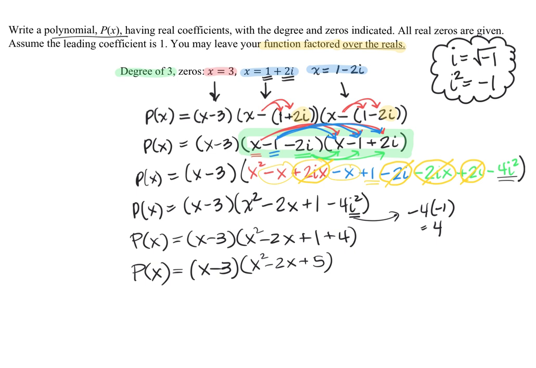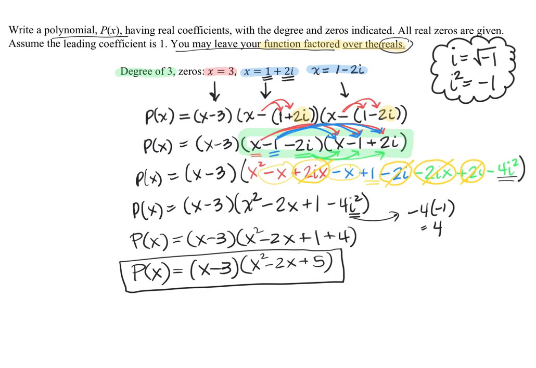However, this problem again says you may leave the function factored over the reals, meaning we don't want to have any imaginary numbers in our factored form. And you'll notice we do not have any imaginary numbers in this factored form. Remember, this is factored. It's factored because it's multiplication. So we have this quantity x minus 3 times this quantity x squared minus 2x plus 5. So this is the factored form of the polynomial, but it is factored over the real numbers.